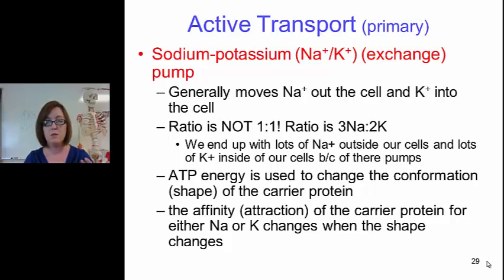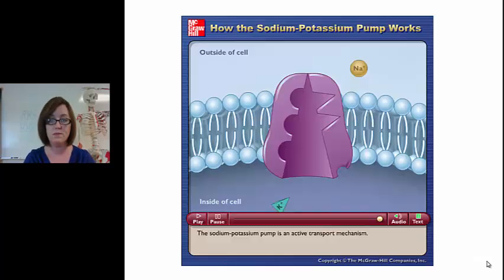So we end up with a lot more sodium outside of our cells than in, and a lot more potassium in than out. ATP energy is used to change the shape or conformation of the protein, and the affinity, or the attraction, of the carrier protein for either sodium or potassium changes when the shape changes.